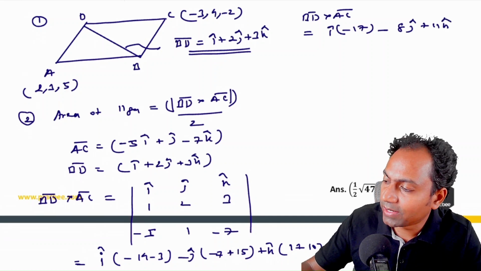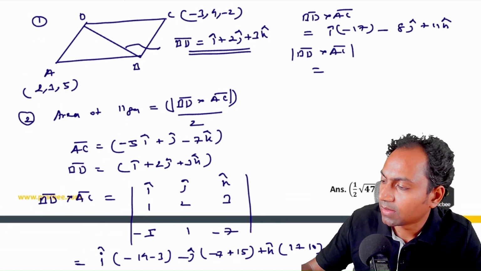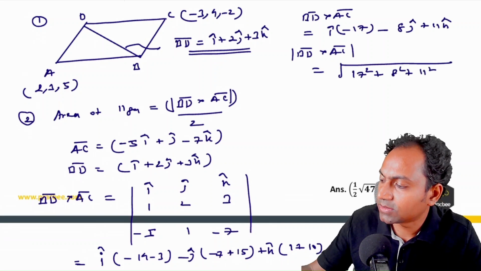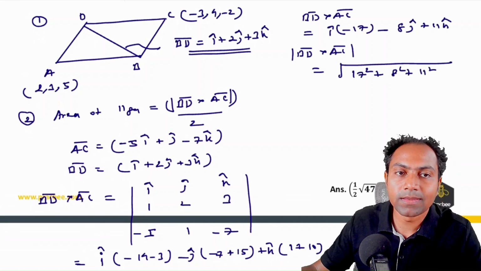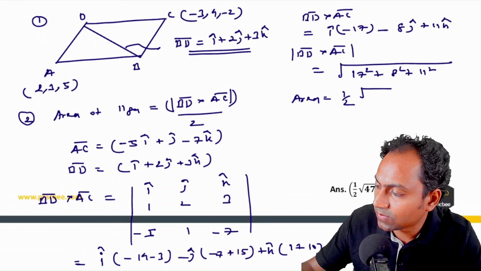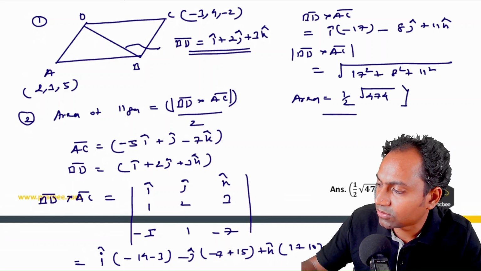If I want to find the modulus of this vector, it is very simple. It will become root of 17 square plus 8 square plus 11 square. And if I find the area, it will be 1 by 2 times root of 474. And this becomes the answer to this question.